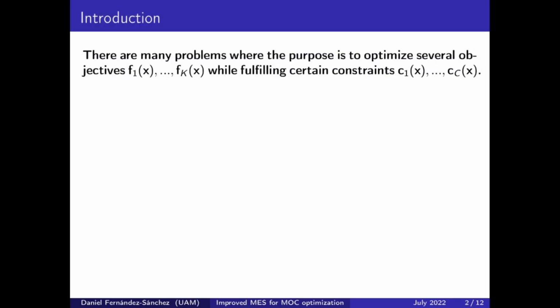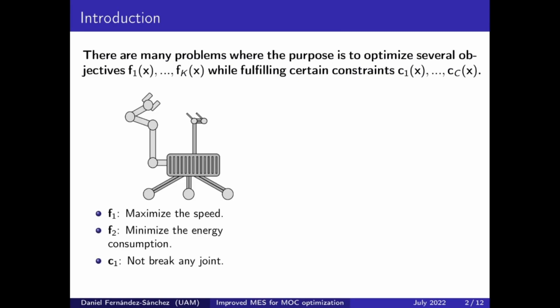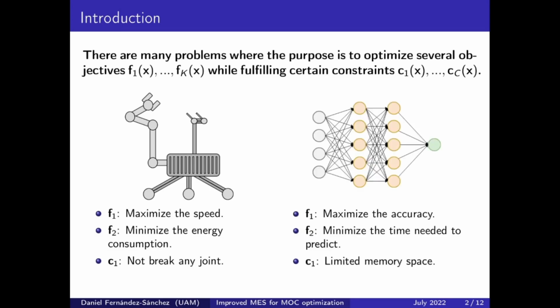There are many problems where the purpose is to optimize several objectives while fulfilling certain constraints. For example, we could want to maximize the speed of a robot while also trying to minimize its energy consumption as well as avoid breaking any of its joints. Another example consists of maximizing the accuracy of a neural network and minimizing its execution time, with a limited amount of memory space for the size of the network.